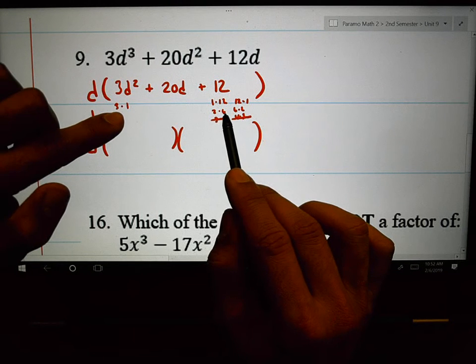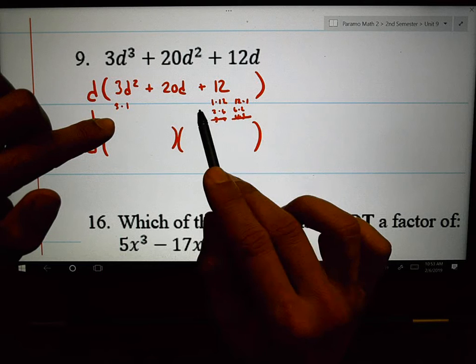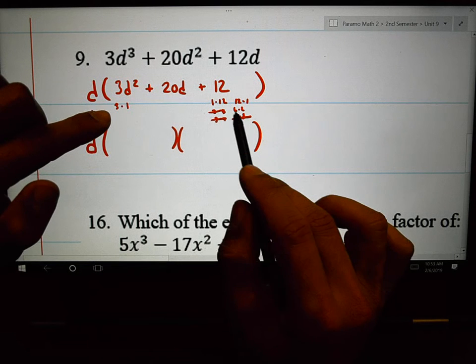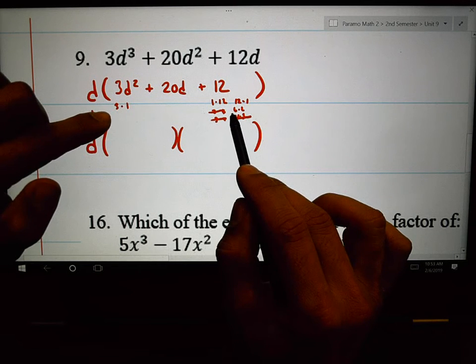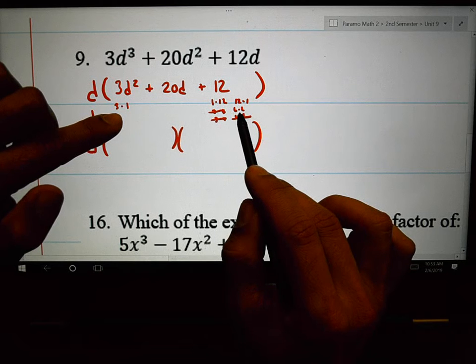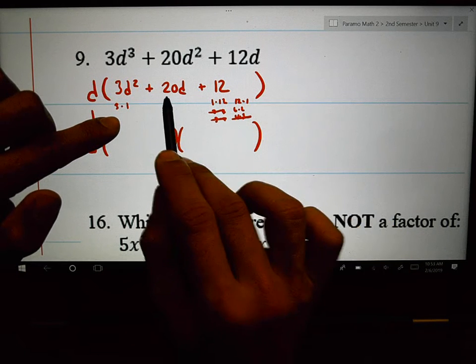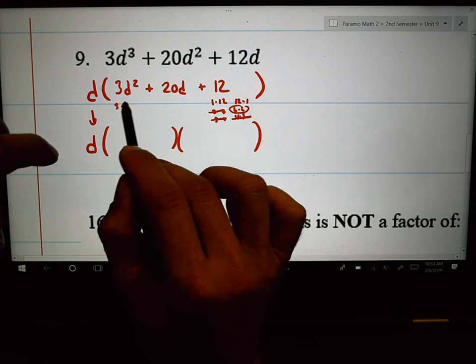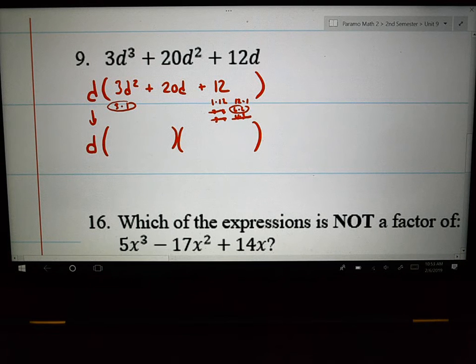6 and 6 make 12. That doesn't work. Left number times left number, 18. 18 and 2. 18 and 2 make 20. That's what I want. I want to use this combination of numbers. The way I just explained how to figure that out is what you are going to have to do. You are going to have the same process when I say, this is how we figure it out.